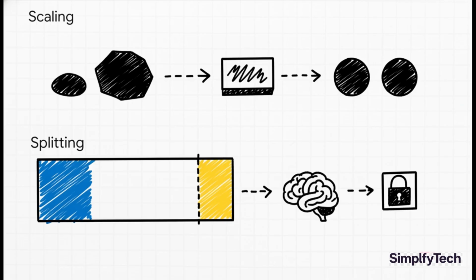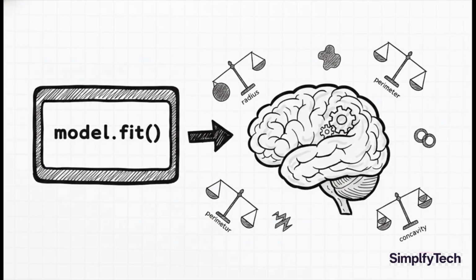We also split our data. We'll use 80% to train the model, and we'll keep the other 20% aside to test it later. And you won't believe how simple the actual training is. It's just one line of code. Model.fit. That's it. In this one step, the model looks at all that training data, and it learns the perfect importance or weight for each of those 30 features to best predict the final diagnosis.